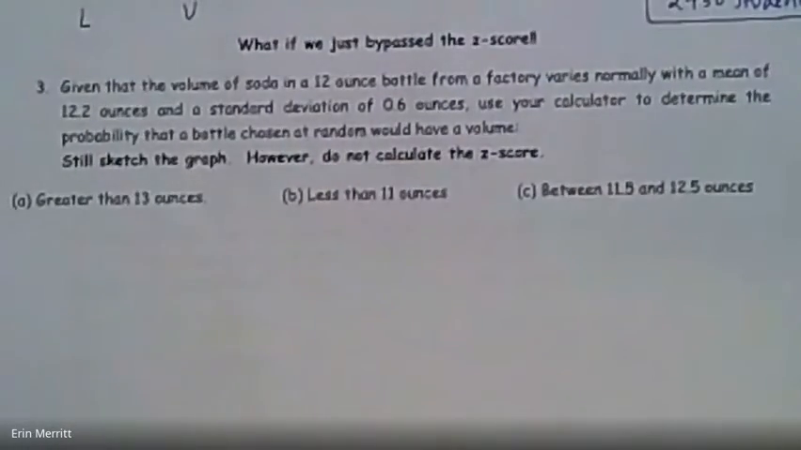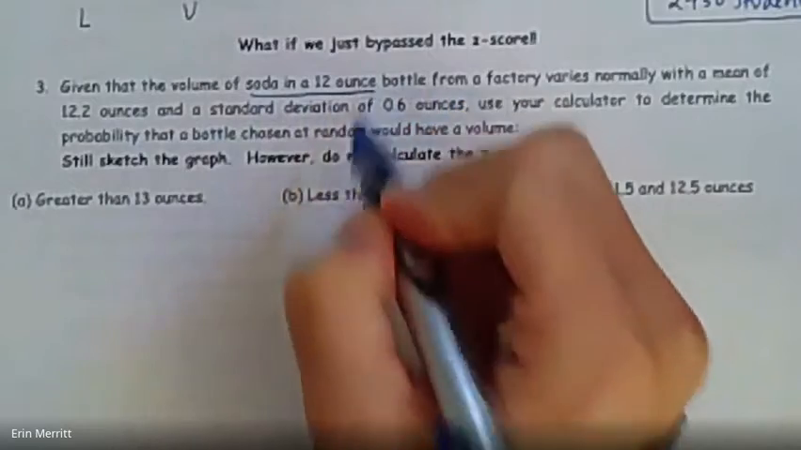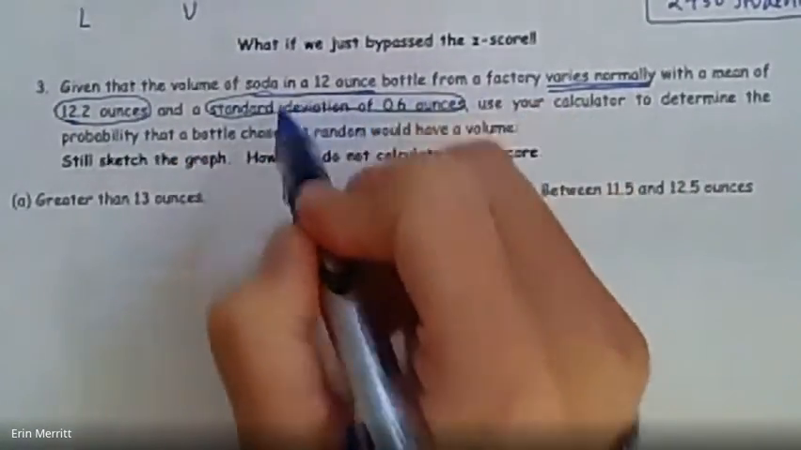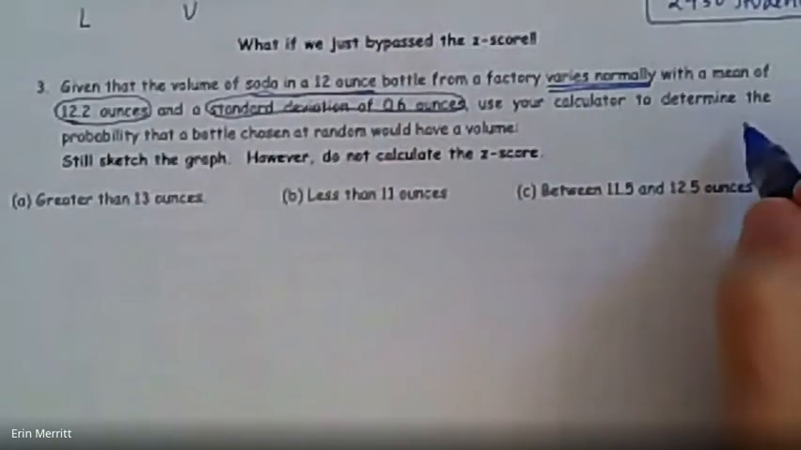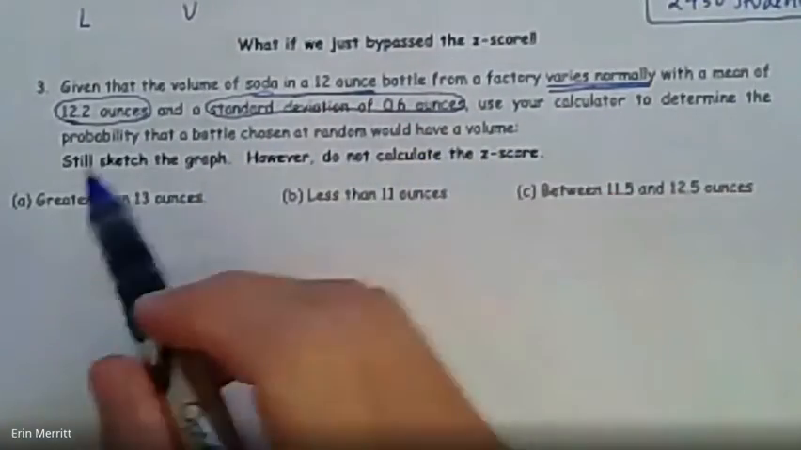So when it says, for this one, given the volume of a 12-ounce soda bottle from a factory varies normally, there's our key words, with a mean of 12.2 ounces. So you're actually getting a little more than 12 ounces. Woo. Standard deviation of 0.6. Use the calculator to determine the probability that a bottle chosen at random would have a volume greater than 13 ounces, less than 11, or between 11 and a half and 12 and a half ounces.